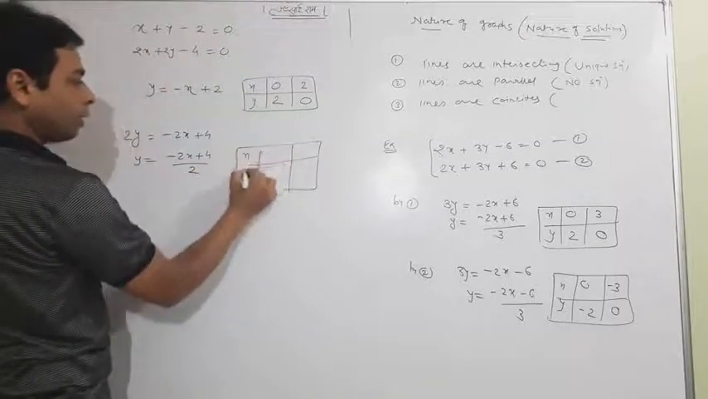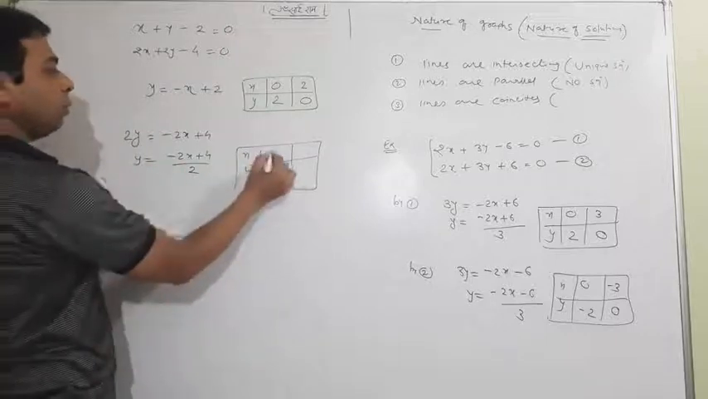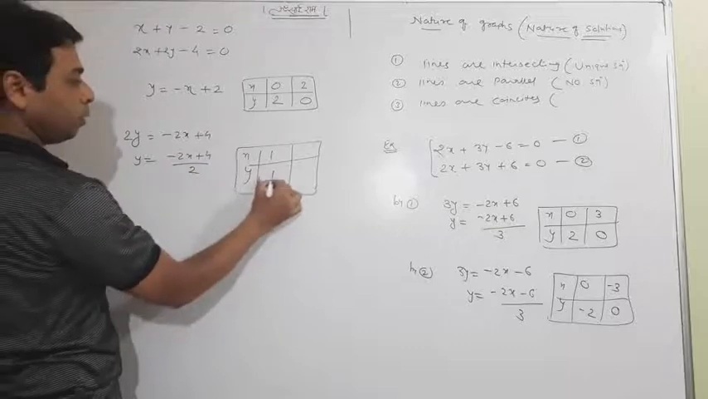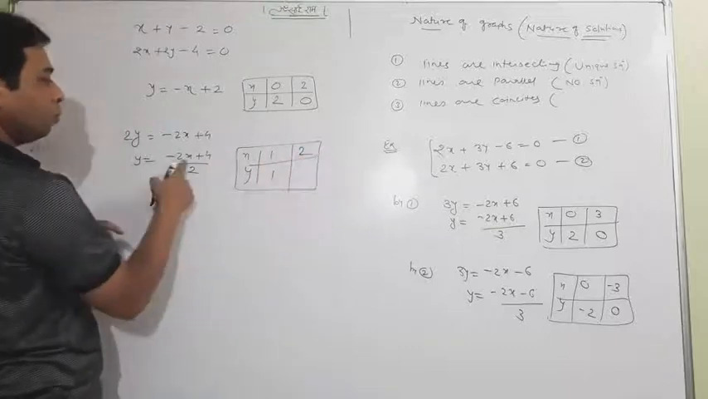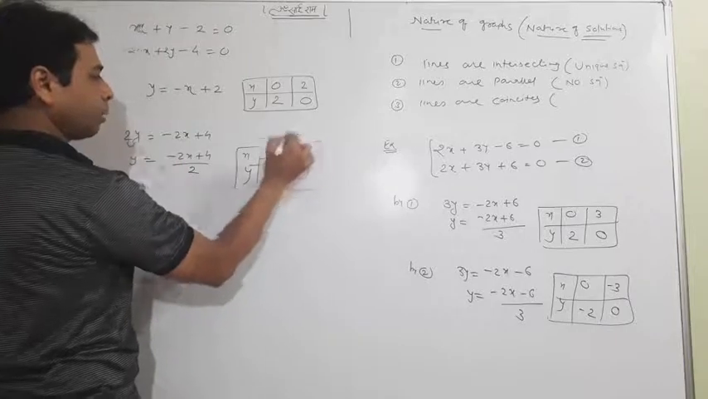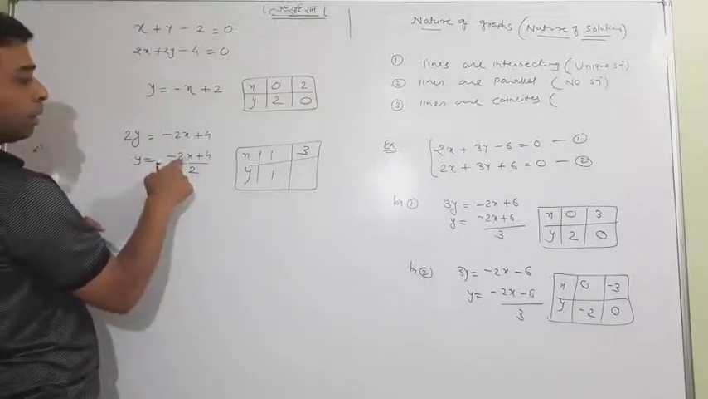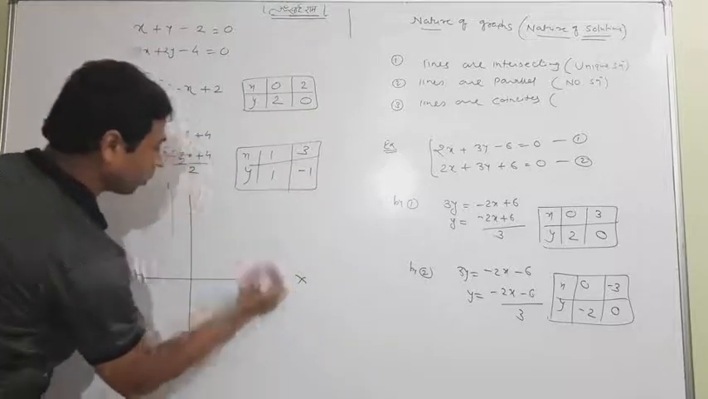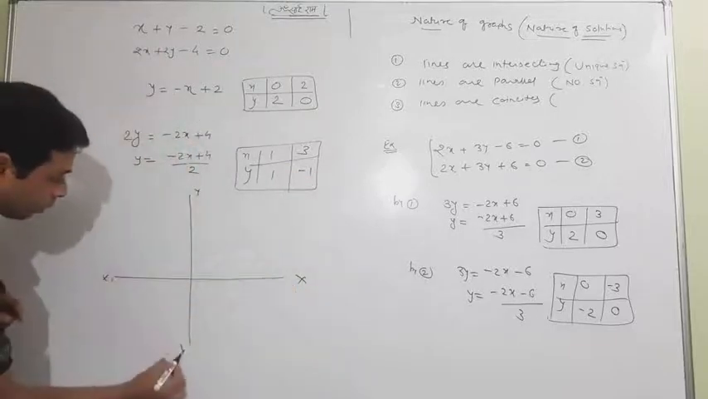Now I will choose some values. Suppose x is equal to 1: 2 ones are 2, 4 minus 2 is 2, divided by 2 is 1. When x is equal to 2, meaning what? Some other value I am taking, suppose 3: 3 twos are 6, minus 6 plus 4 is minus 2, divided by 2 is minus 1.